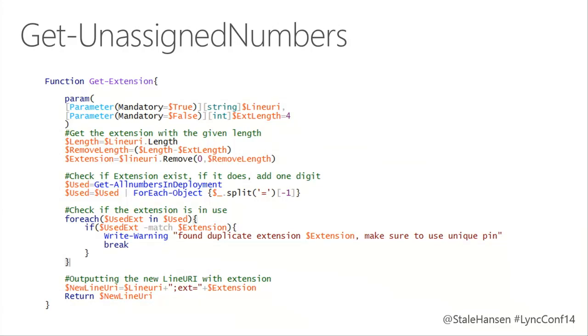Could probably be done in a cooler way, but it works. So if it finds the same extension first time, it will display a warning, and then it will break the for each loop, so we don't need to go through any more numbers. Then it outputs the correct format with the extension, and that's what is returned from the function.